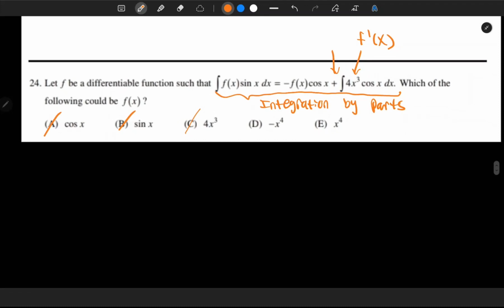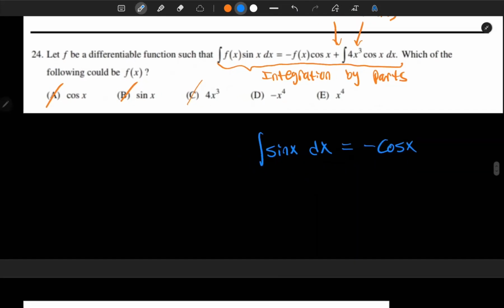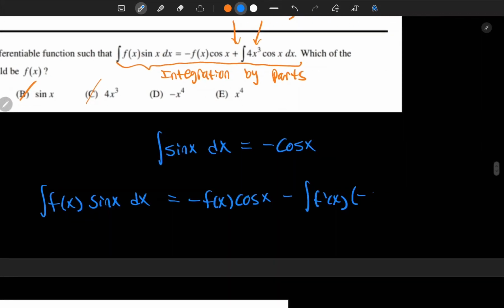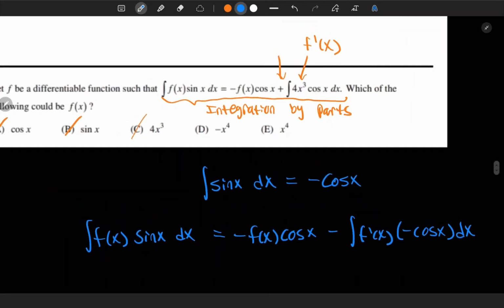So recall, the integral of sine of x dx is equal to negative cosine x. And then integration by parts would tell us that this integral here, f of x times sine x dx, should be equal to negative f of x cosine x minus the integral of f prime of x times negative cosine x dx. Well, the negatives here cancel, and we have a positive plus sign here. So f prime of x has to be positive, meaning f of x has to be positive. So the answer here is E.